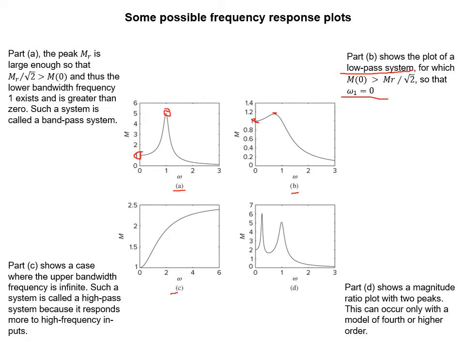Now, in plot C here, what we have is a high-pass system. What we can see in the high-pass system is that the upper bandwidth frequency keeps going up and is infinite, and this is going to respond to more high-frequency inputs. Last, we have part D of the plot, which shows a magnitude ratio plot with 2 peaks. This can only occur with a model of 4th order or higher.